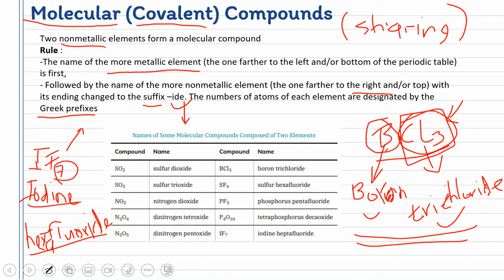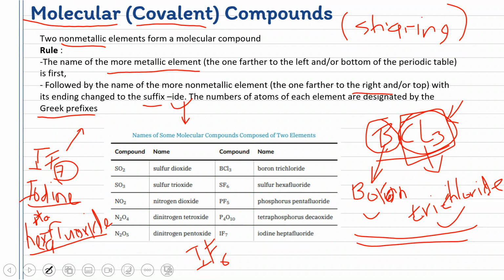Oh, sorry. 7 is not hexa. 6 is hexa, 7 is hepta. So I change this hexa to hepta. Sorry about the P, so we all can spell hepta. So instead of hexa, I have hepta. If I change the question to IF6, then it will be iodine hexafluoride. But that is IF7, so iodine heptafluoride. And that is it for molecular compounds.